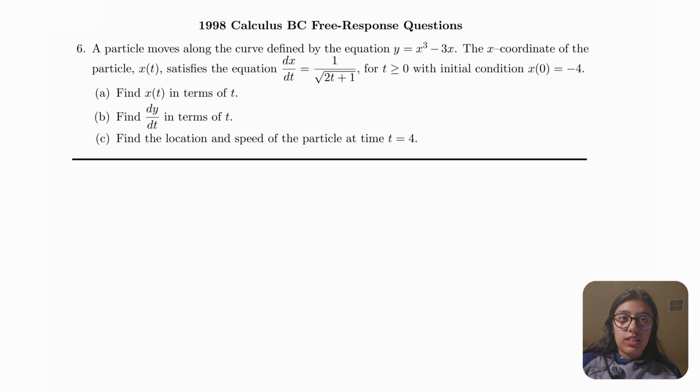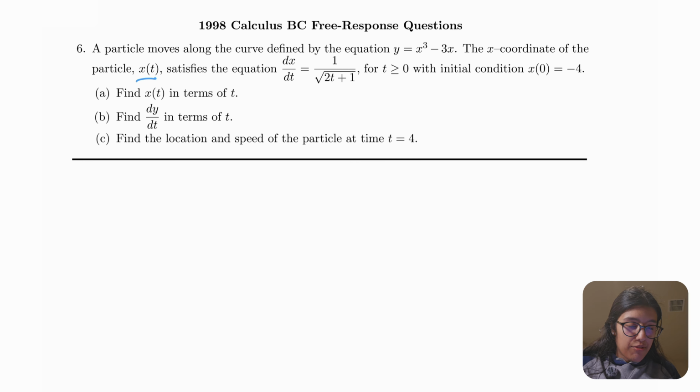So starting off with the main blurb, which is a particle moves along the curve defined by this equation right over here. The x-coordinate of the particle, x of t, satisfies this equation. So this is a differential equation. I see we have dx/dt for t greater than or equal to 0. Okay, so I'm going to stop right here.